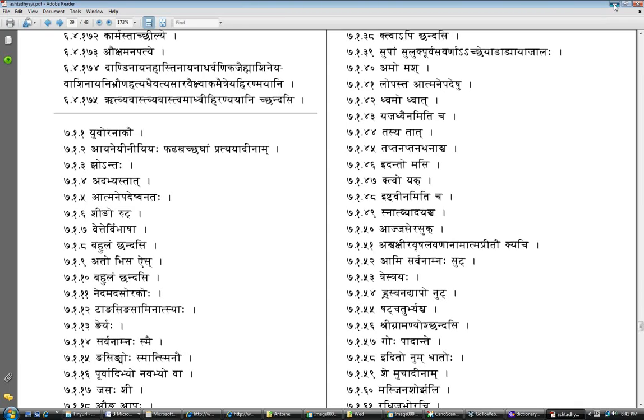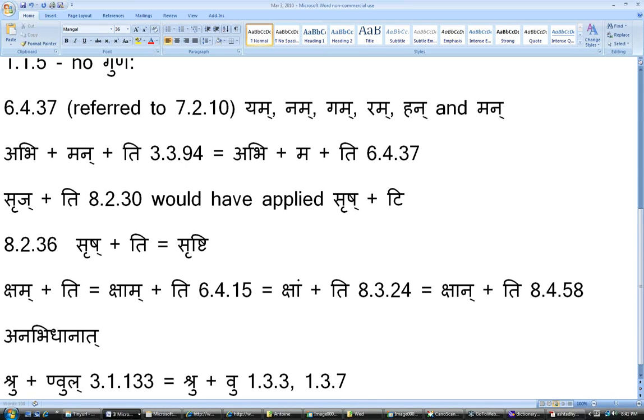So we have wu, so it's going to become aka. So we'll get the form now. I'm going to use 7.1.1, and we're going to get shru plus aka. So we got shru plus aka.